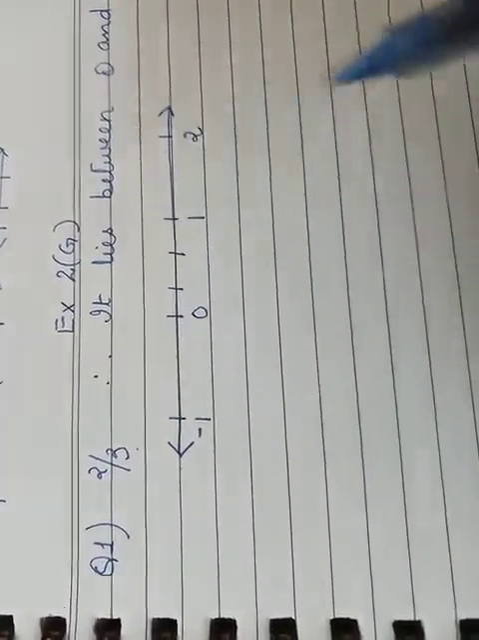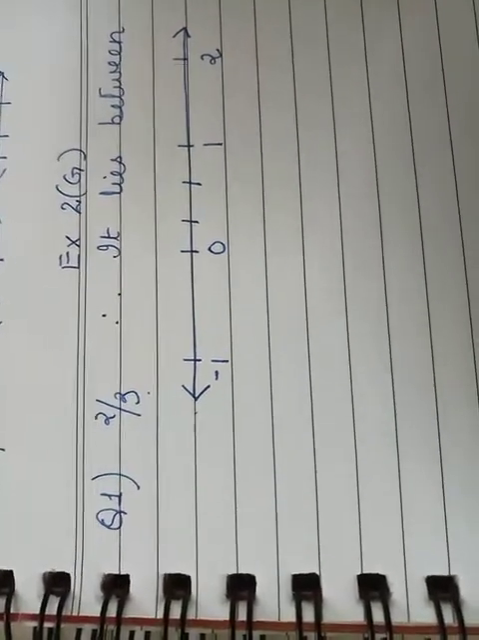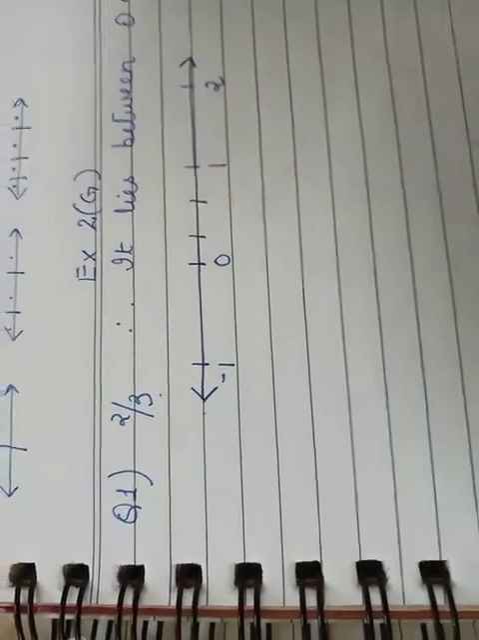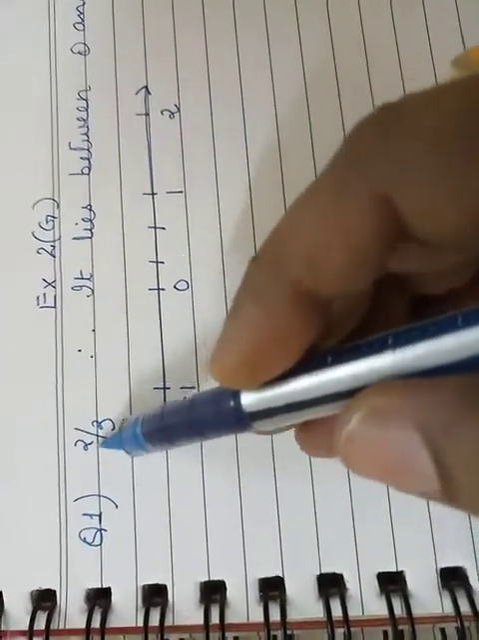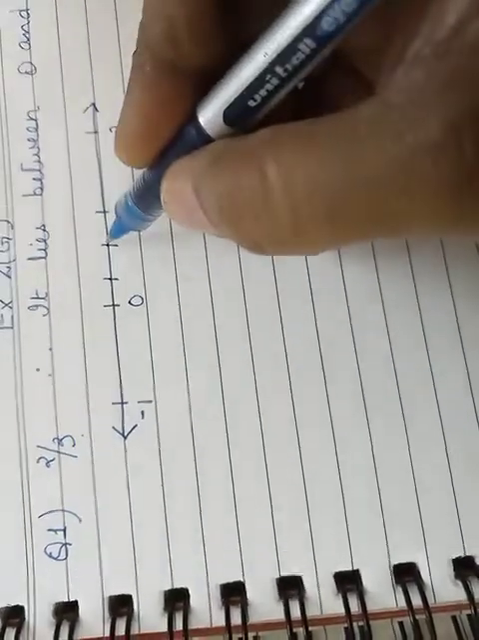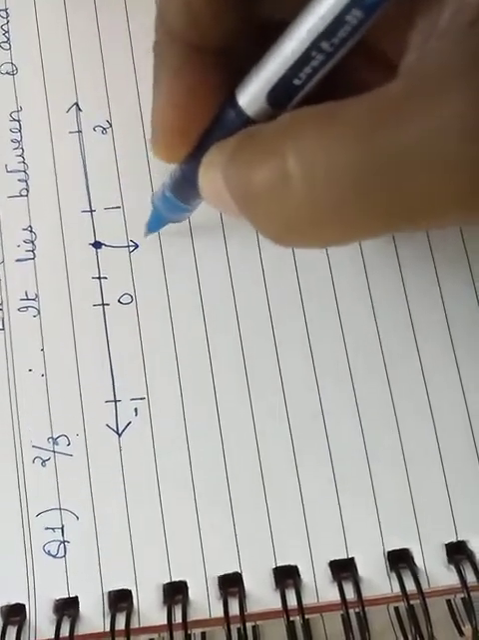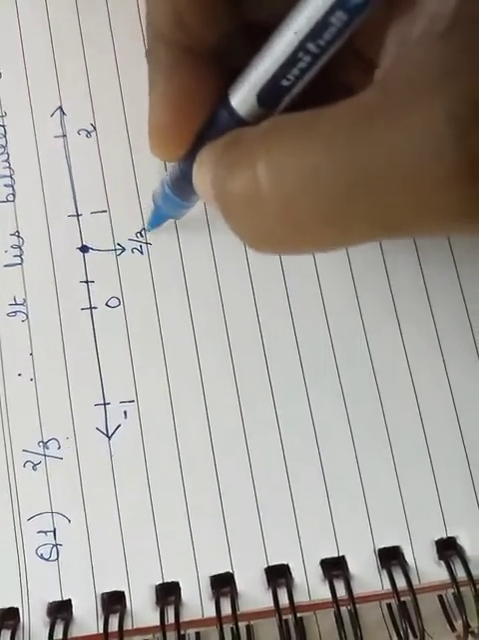1, 2 and 3. Students, remember the parts should be of equal size. Do not make them unequal. Which part do we have to consider? We have to consider the second part, that is given in the numerator. So this is the first, this is the second. So we darken that point and we write 2 by 3.